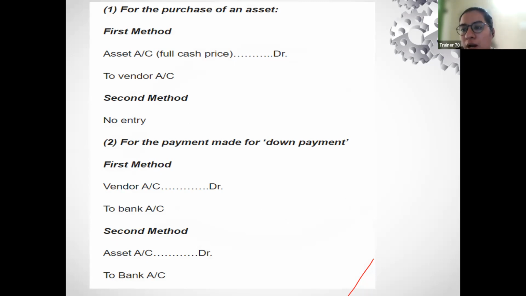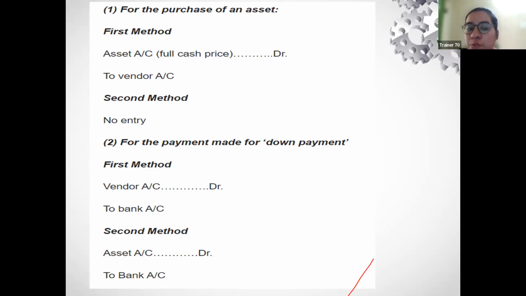Now this is just the information about the journal entries. You will get to know how the journal entries are actually created and passed when we do the illustrations related to this. First is when you purchase the asset. You are a hire purchaser and you have made the purchase, and according to your accounting method, you are recording the asset at the full cash price. In that scenario, what will be your journal entry in the books of the hire purchaser? Asset account debit to vendor account.